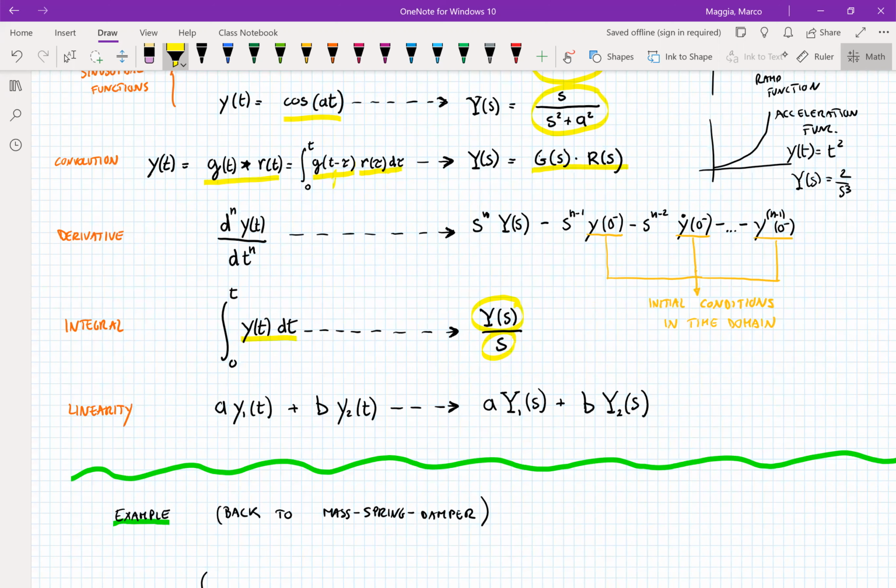And lastly, the integral of y of t dt is simply y of s over s. So every time that you divide a function by s, it's like taking the integral of the function.